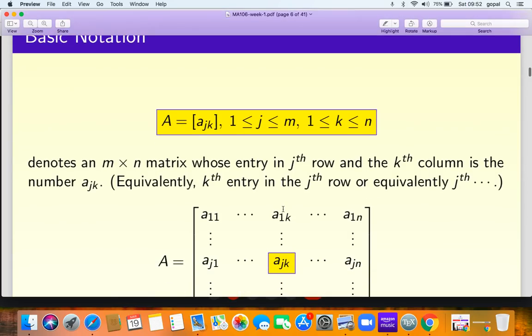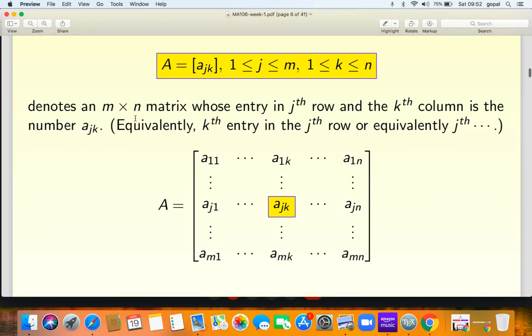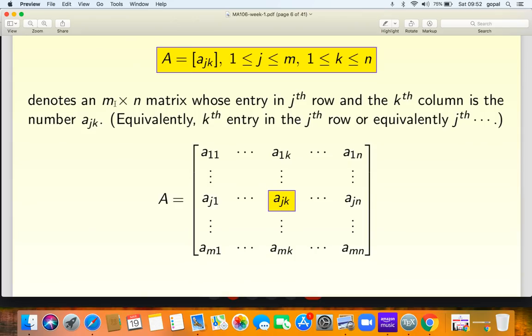So what is an M cross N matrix? Now always the M will refer to the number of rows and N will refer to the number of columns. This is a convention, and so you got M rows: first row, jth row, and the last row. The first row is A11, A12, A13, up to A1n. The jth row is Aj1, Aj2, up to Ajk highlighted, up to Ajn. So Ajk is the entry in the jth row and the kth column.